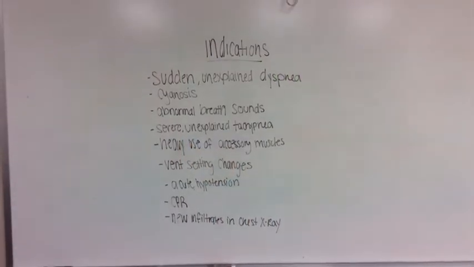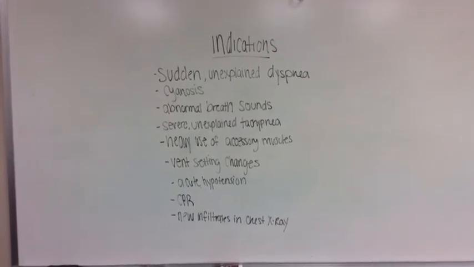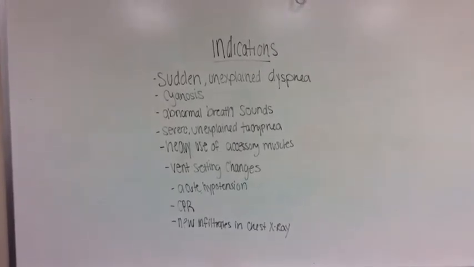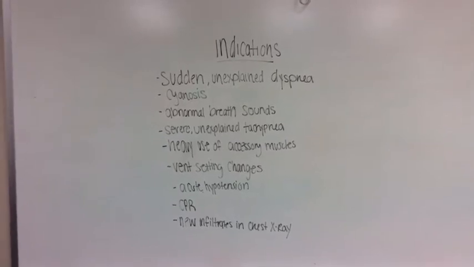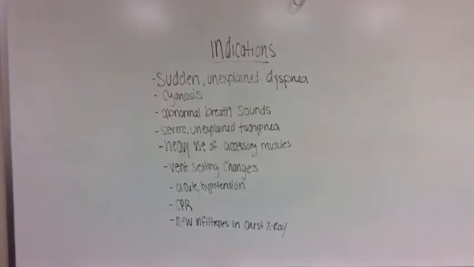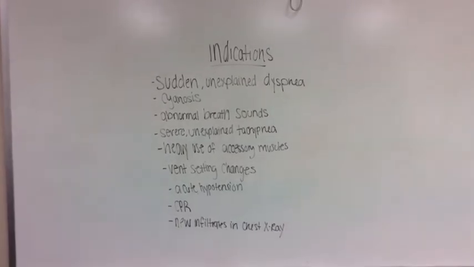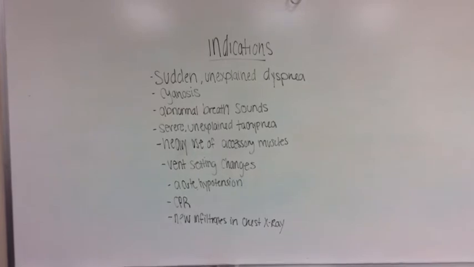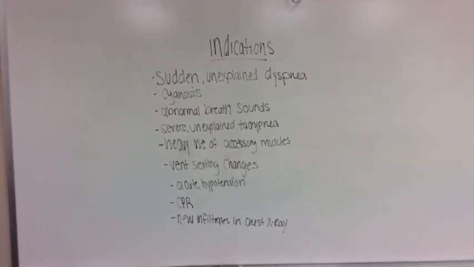A few of the indications for an arterial blood gas sampling are sudden unexplained dyspnea, cyanosis, abnormal breath sounds, severe unexplained tachypnea, heavy use of accessory muscles, vent setting changes, acute hypotension, CPR, and new infiltrates in the chest x-ray.